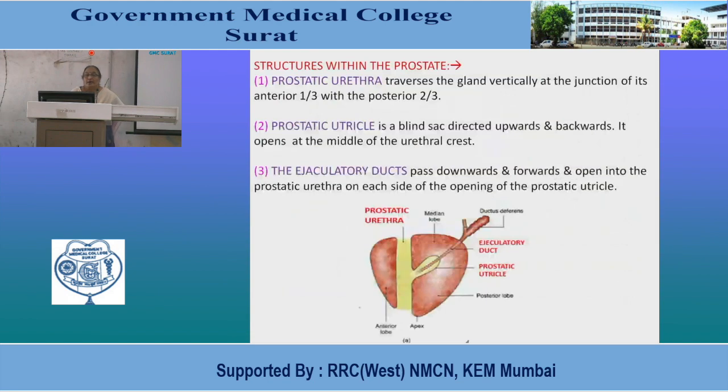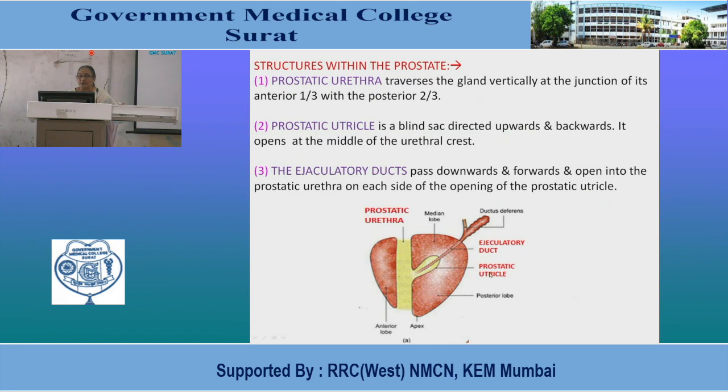Now, important viva question: structures within the prostate gland. Number one, the male urethra. Through the entire substance of the prostate gland traverses a part of the urethra, that's why it is called the prostatic urethra. In the lower diagram you can visualize that it traverses the gland vertically at the junction of its anterior one-third with the posterior two-thirds.